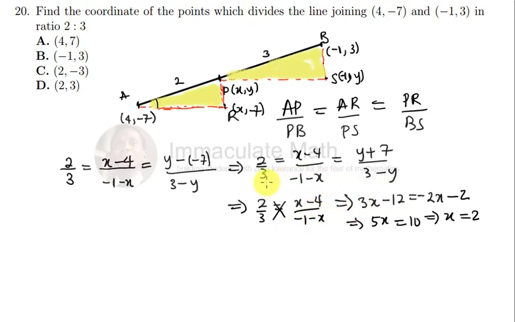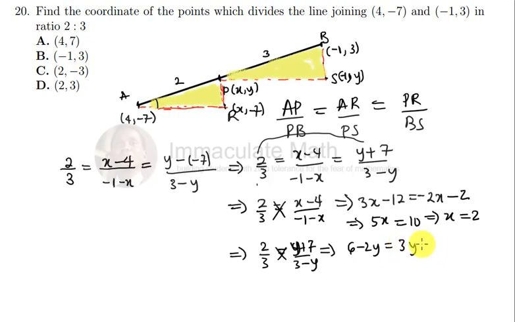Again, if you equate this equation with the other, I'm going to have 2 over 3 equals y plus 7 all divided by 3 minus y. If I cross multiply, I'm going to have 6 minus 2y equals 3y plus 21. If I collect like terms, I'm going to have minus 5y equals 15. That means my y is minus 3.